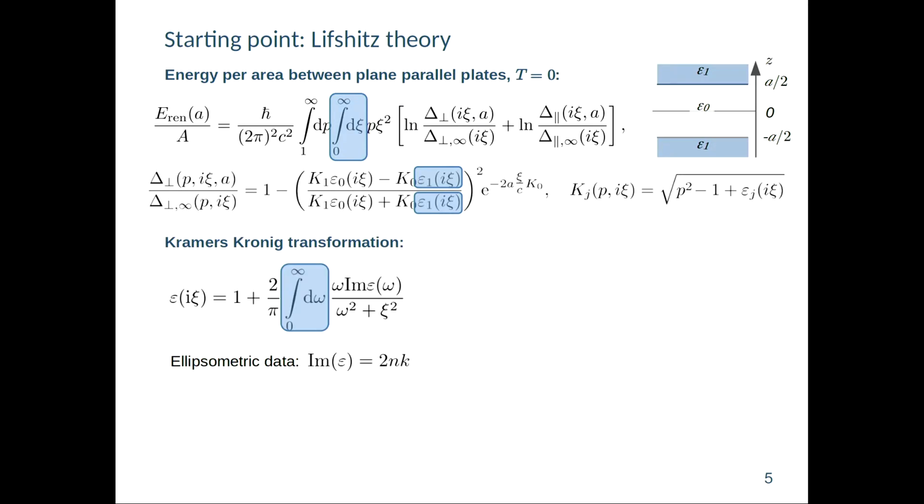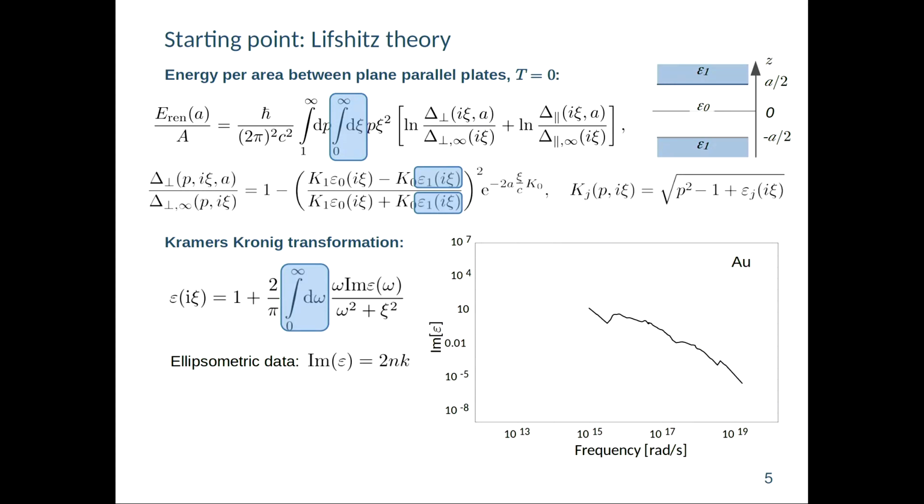Since you cannot measure this directly, you need to apply a so-called Kramers-Kronig transform to get it. Here, epsilon of complex frequency is a function of the imaginary part of the dielectric function of real frequency. And this is something that you can measure, for example, using ellipsometry and from the optical constants of your material of choice. So for gold, for example, it looks like this. This would be in the optical range.